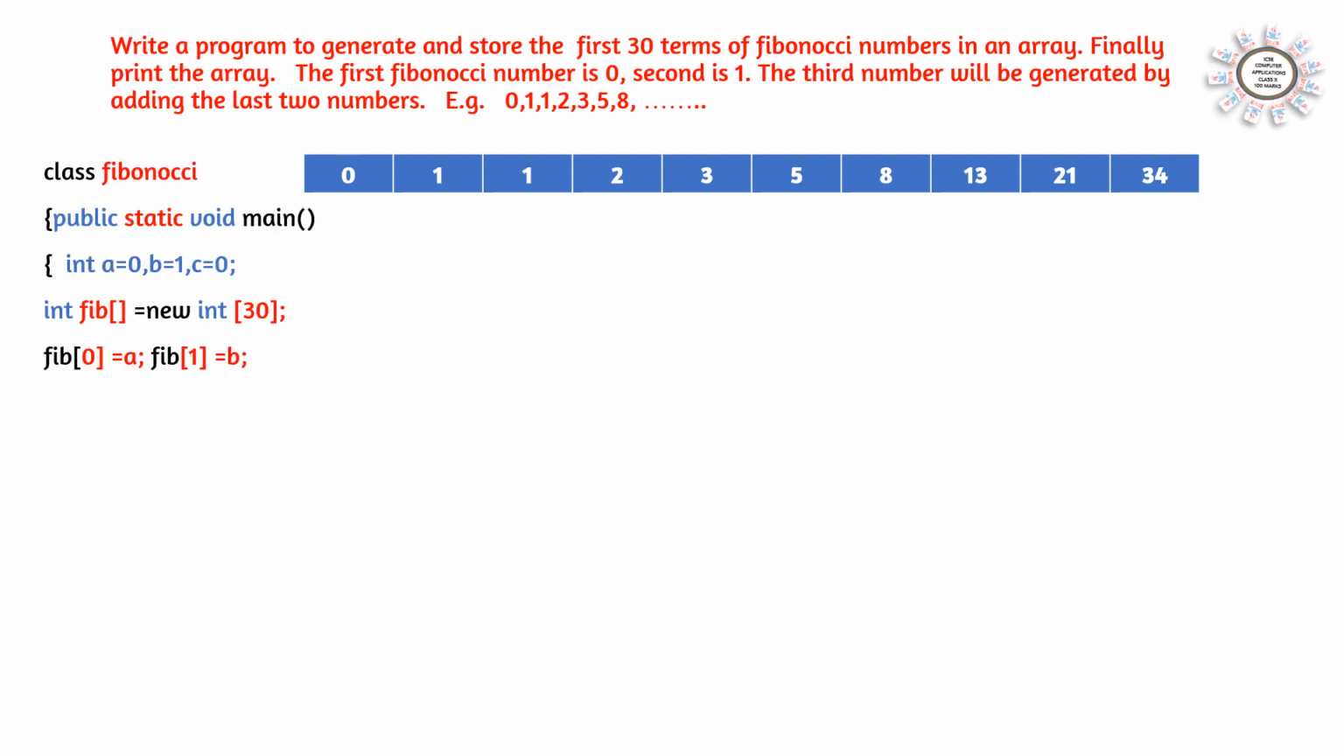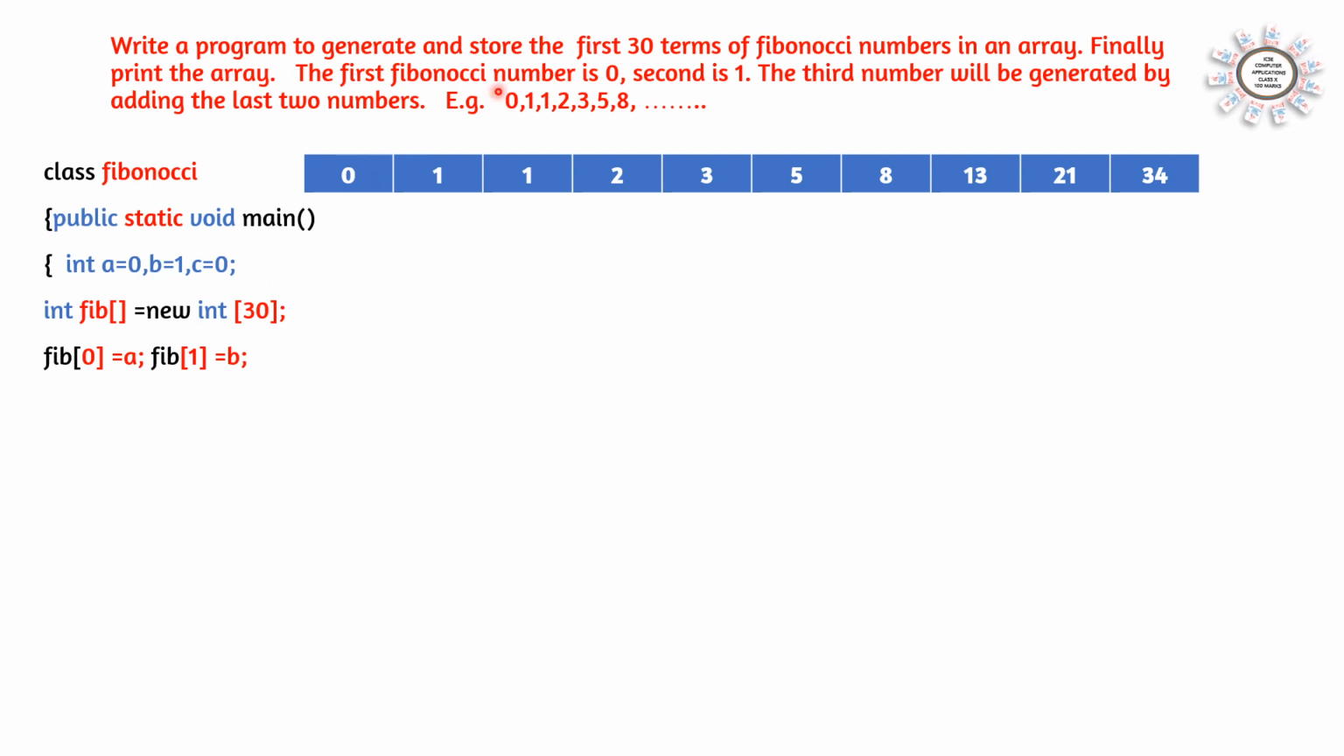So here we can start the program and initialize the first number and the second number in a variable and then store in the array. So here int a is 0. That means first number we are storing in A, and B is 1. The second number we are storing in B. And for finding the third number, we are declaring a variable C. We will add A plus B and find the C.